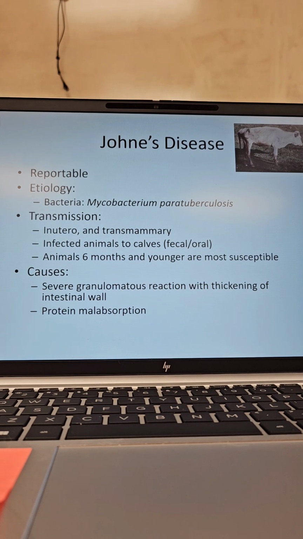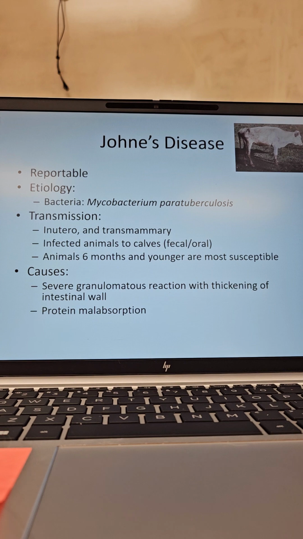Transmission of this is in utero and transmammary. What does that mean? In utero means it happens to babies that are in the uterus, and transmammary means it will happen to babies that are nursing. So it can pass through the barrier in the teats to the babies. Infected animals will transfer it to calves as well through fecal to oral.